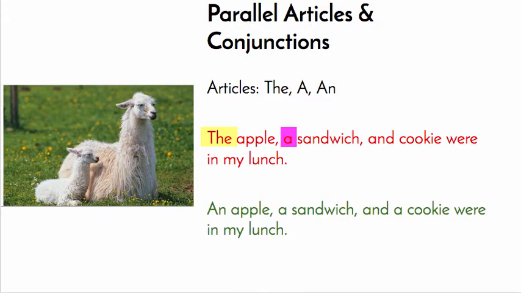To make that parallel, I want to use all the same type of article. An apple, a sandwich, and a cookie were in my lunch. You may notice that a is an, but obviously it has to be because it's apple. But they all start with a, so that makes this a parallel sentence.